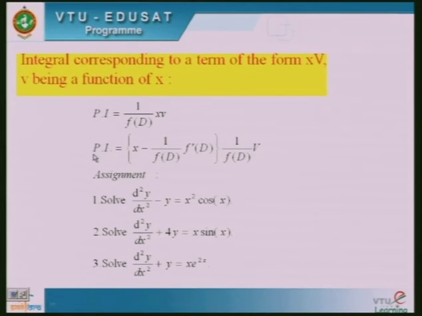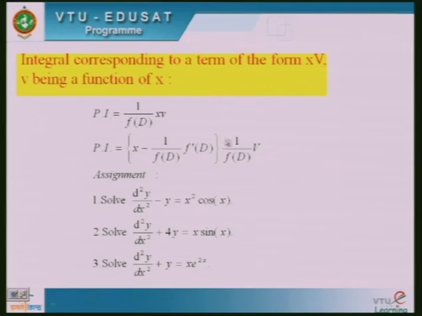So, this can be written as x minus 1 upon f of D into f dash D into 1 upon f of D into v. Is it clear? It means when the right hand side member is of the type x into v, I want to use this formula. So the method says we must use this formula. Now we can solve from this side.